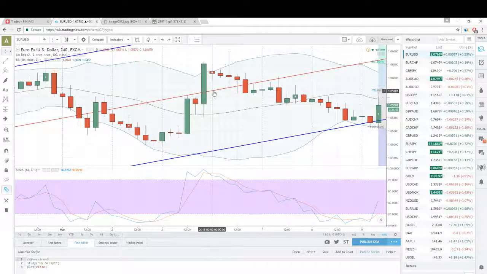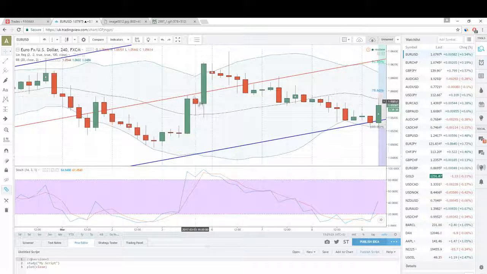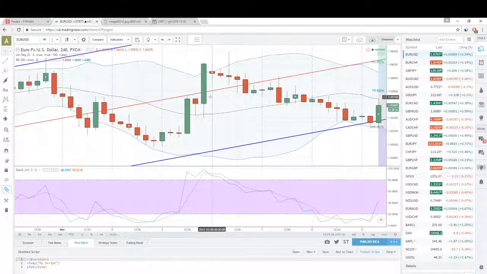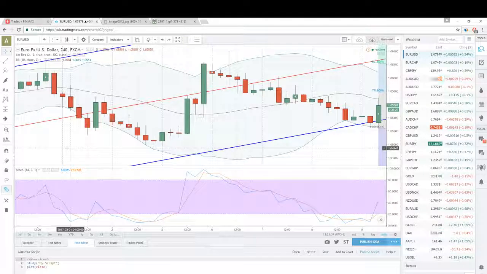Shadows and body of the following candle in the harami case should be within the body of the previous candle, and in the case of engulfing, the previous candle should be within the body of the next candle. In the engulfing case, they should be of opposite color. In the harami's case, they can be the same color. It's better to search for both harami and engulfing at the end of a long trend, and they can reflect the change in trend.